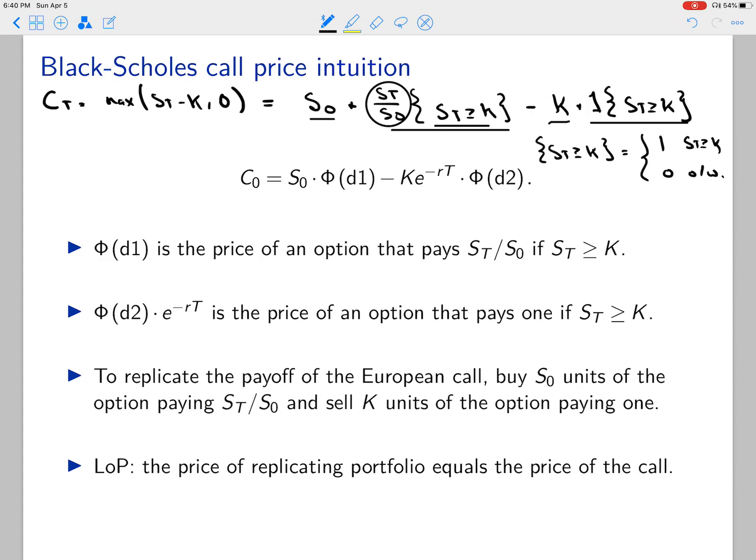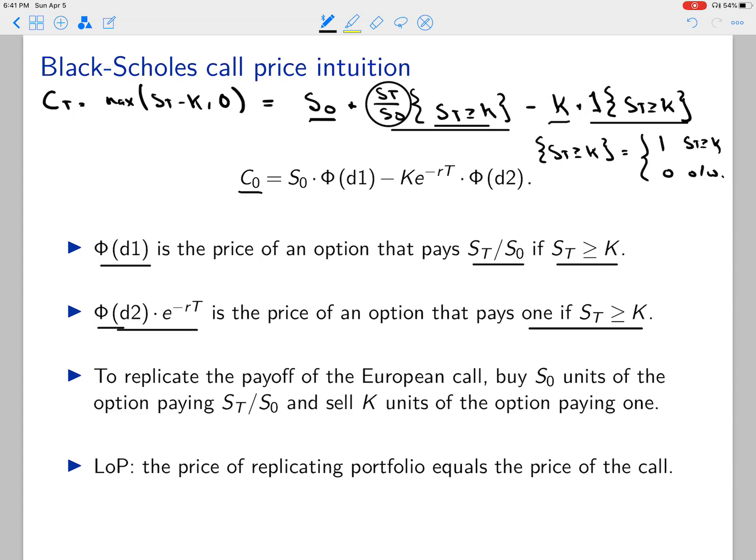And the price of the Black-Scholes call option turns out to be exactly the price of this replicating portfolio. Okay, the price of an option that pays the gross return if ST is greater than or equal to K, we can show that it's equal to phi of D1. We can show also that the price of an option that pays 1 if ST is greater than or equal to K is equal to phi of D2 times e to the negative RT. We won't do it in this class, but it can be shown.